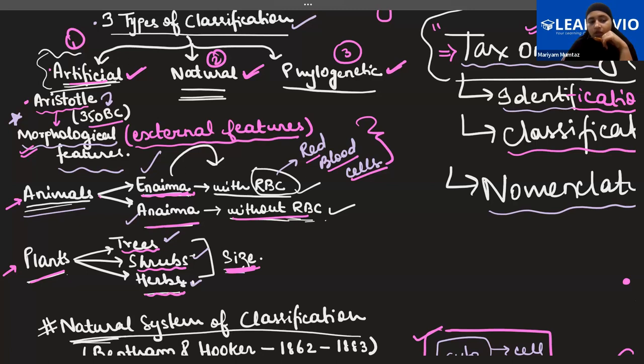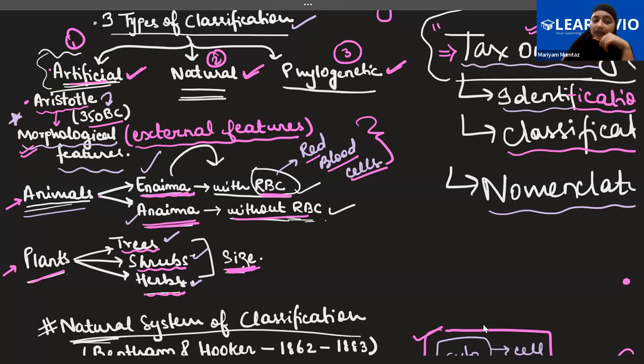Now, he classified animals further depending upon whether red blood cells are present in them or not. Those organisms that have the RBC, the red blood cell, will be known as Enaima, and those without the RBC will be known as Anaima. So he classified organisms depending upon the RBC. This is not very practical, not at all useful, but still, it is the first study that was ever done.